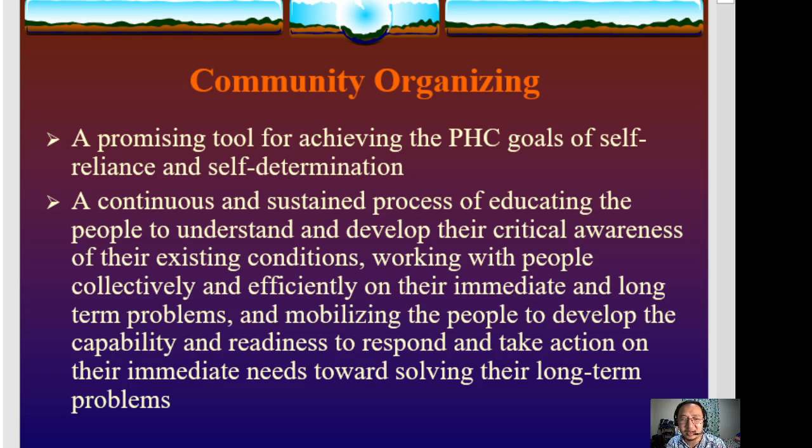Readiness to respond and take action on their immediate needs toward solving their long-term, short-term, middle-term problems. And so, yung hindi sila aasa sa iba. They would be, sabi nga, self-reliant or they would be independent. They have the capacity to recognize their problem, plan for their problem, set interventions, and solve their own problems. And applying nursing care processes, evaluate their own problems also. Yan po ang community organizing.